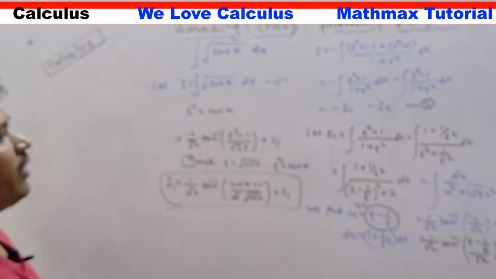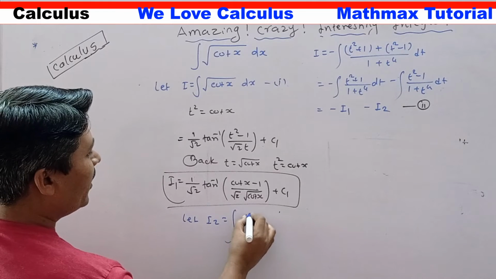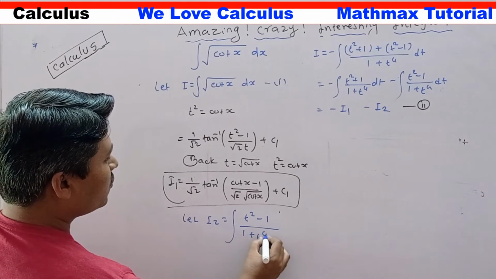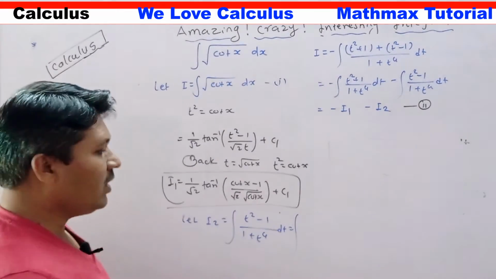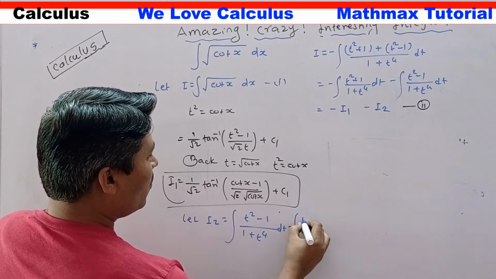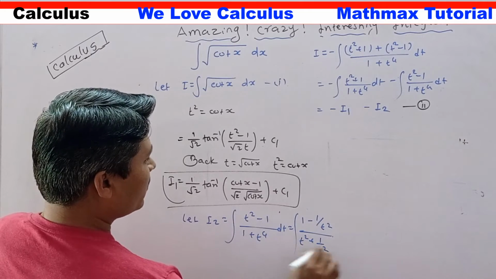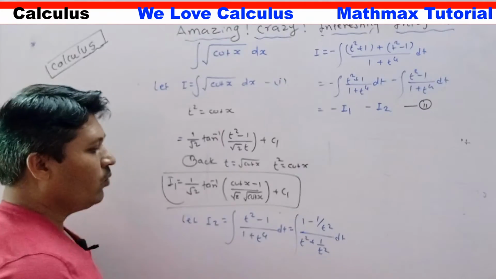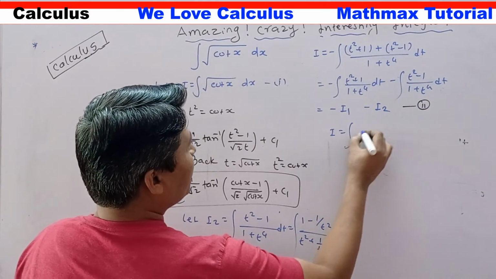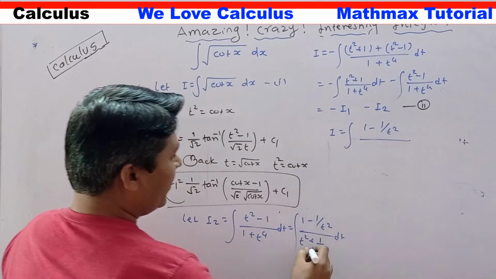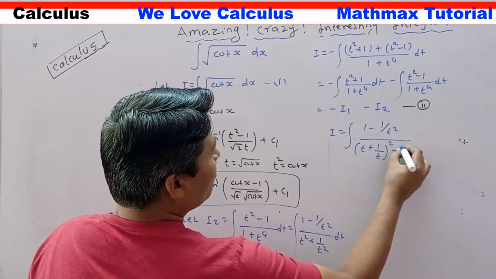Now we calculate term I2. I2 is equal to the integration of (t square minus 1) divided by (1 plus t raised to 4) dt. Dividing numerator and denominator both by t square, the equation becomes the integration of (1 minus 1 upon t square) divided by (t square plus 1 upon t square) dt. Then we can adjust t square plus 1 by t square as I is equal to the integration of (1 minus 1 by t square) divided by ((t plus 1 by t) bracket square minus 2).